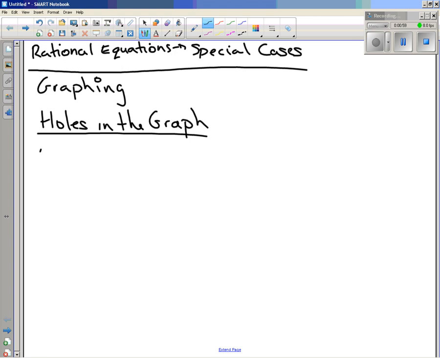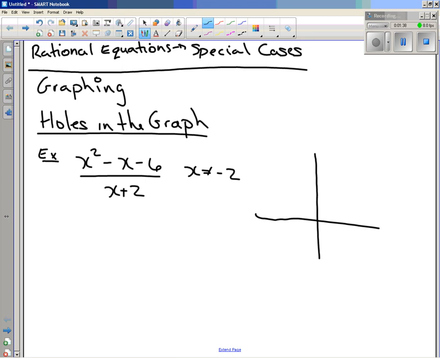Okay, so we would get that in a situation where we had, say, x squared minus x minus 6 over x plus 2. From here, what are our restrictions? X can't equal -2. If we're doing a graph of this, this would be our vertical asymptote.